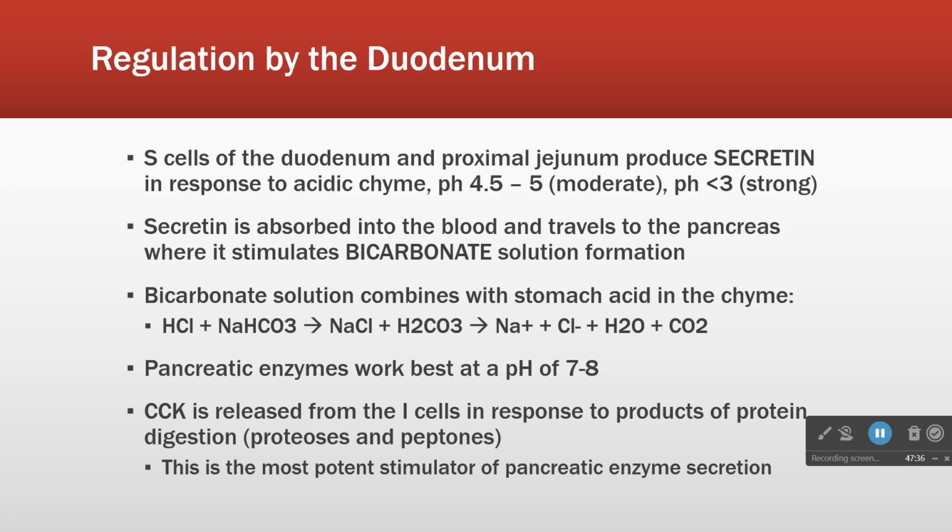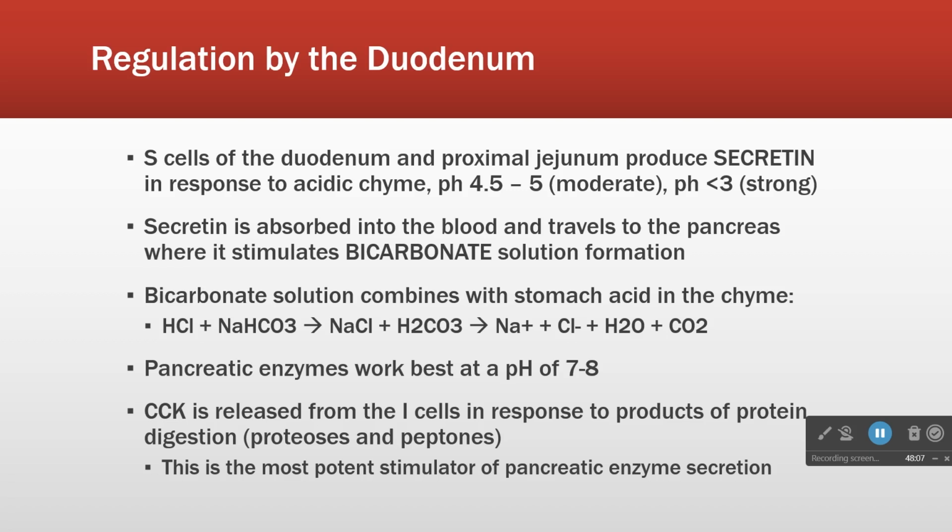Why? Here's our neutralization reaction. If we take stomach acid, HCl, and add sodium bicarbonate, because that's what we made, we've got plenty of sodium because we're humans, and bicarbonate because we made that, that's going to flip into NaCl and carbonic acid, and then those break down. You'll notice that our hydrogen ion has effectively been removed. So we've neutralized the acid.